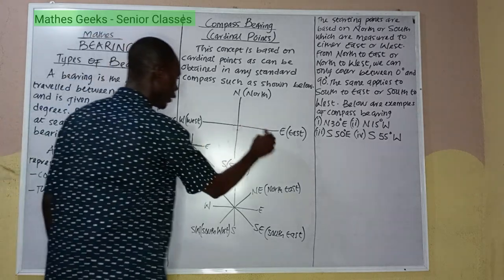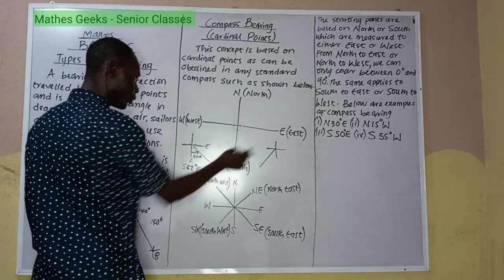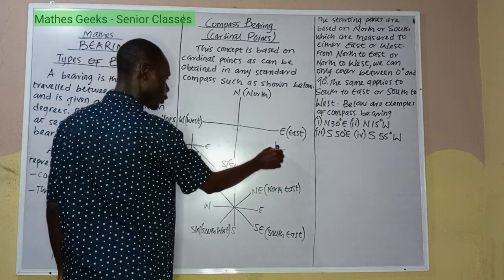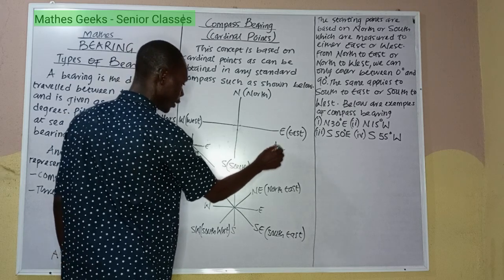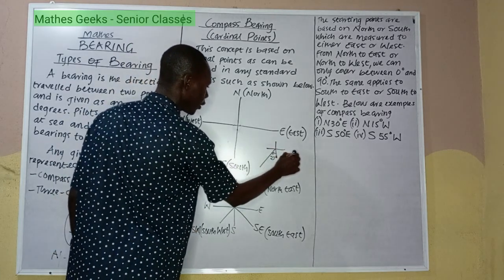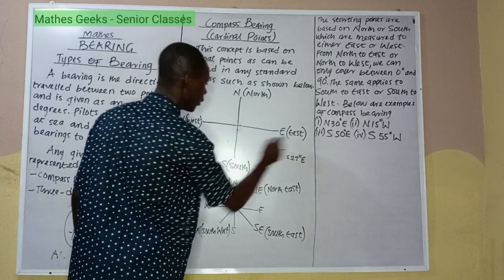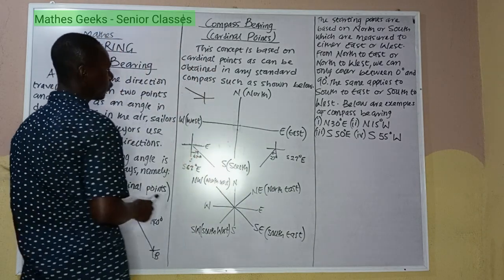So what if it was from this point down? So it's still between the south and the west. So it will start from the south to meet this line, and let's also say that this is 27 degrees, assuming, so this will give us south 27 degrees west. But what if it was like this? Let's say the movement was like this.